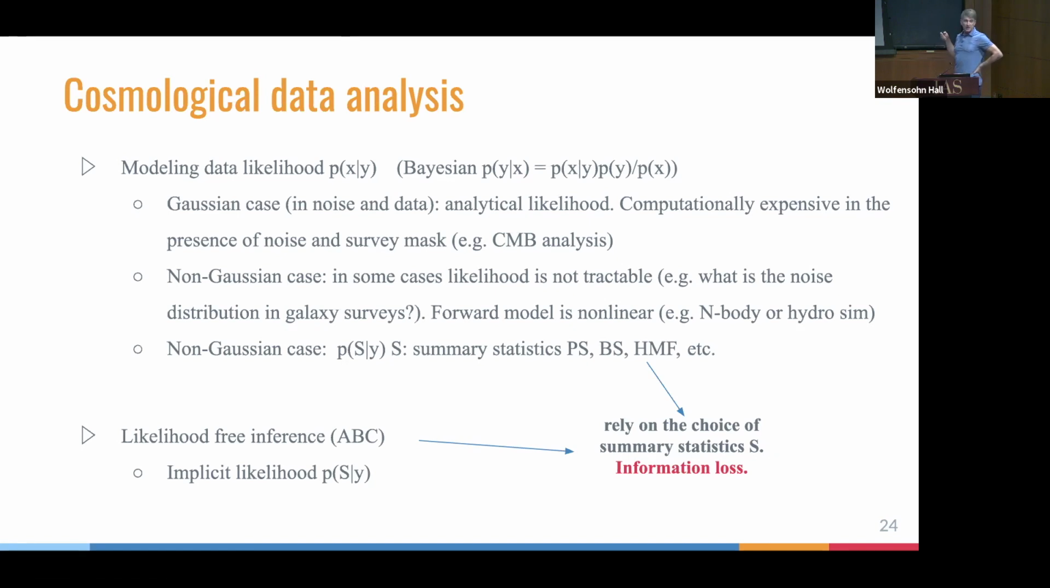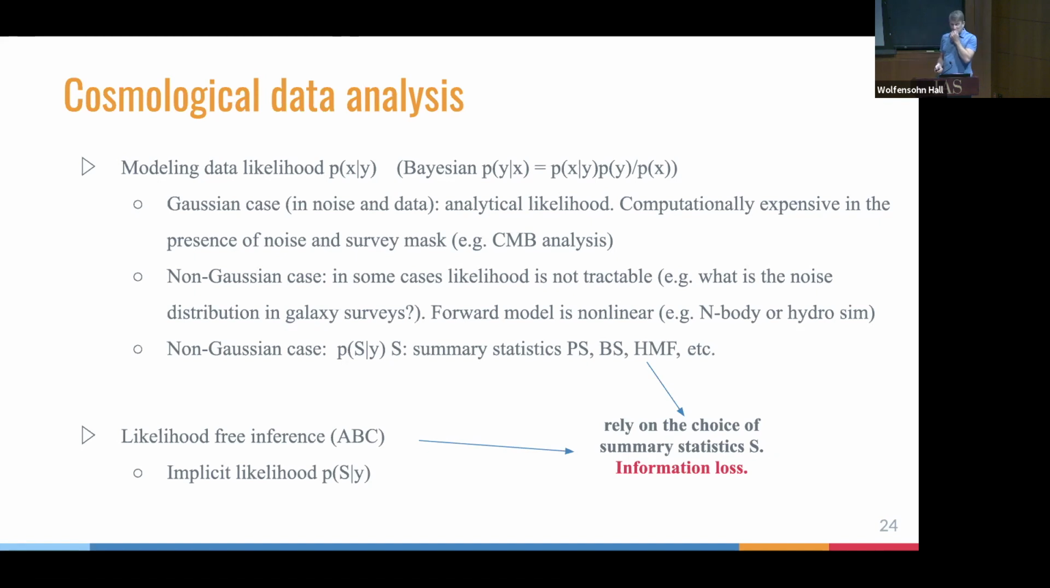Now, as we go to the non-Gaussian case, things get even more complicated. One is that the likelihood might not even be tractable. For example, how do we even write down the likelihood of the galaxy data? We don't have a good noise model for galaxies. And second, the forward model: let's say you want to predict your data. The forward model is a full simulation, maybe an N-body simulation, maybe even a hydro simulation, because you want to compare the data to the model, and the model itself is very expensive.